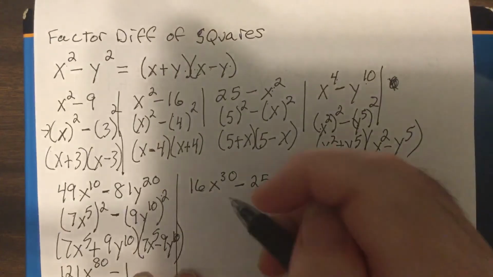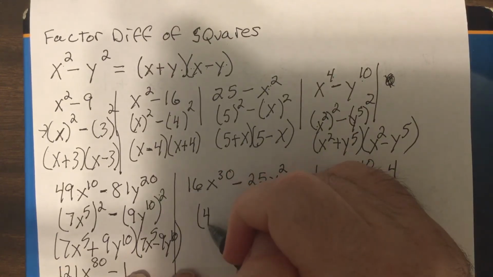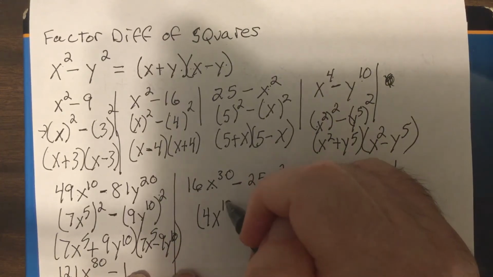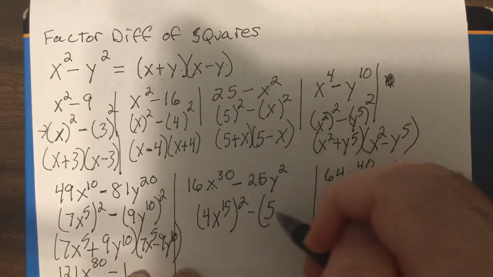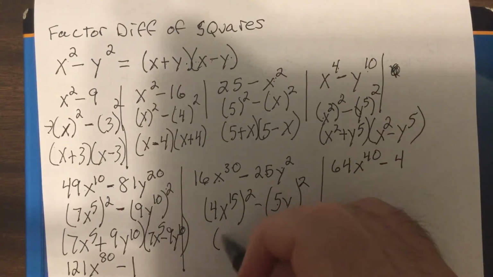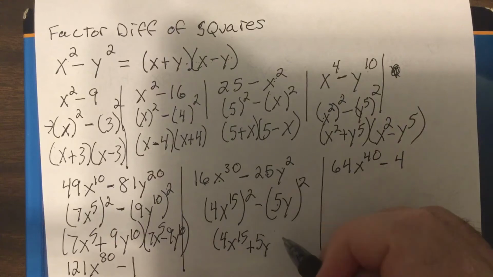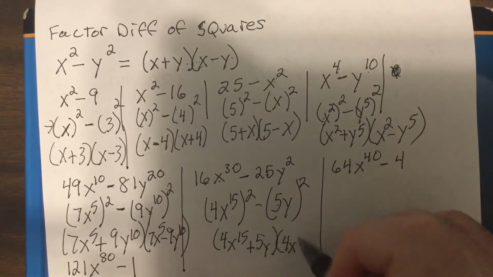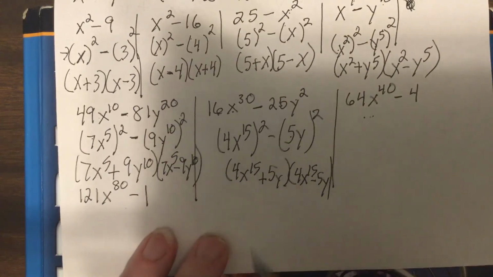Mercy. This one. Oh. What do you square to get 16? 4. What do you square to get x to the 30th? 15. Minus, what do you square to get 25? 5. This would be y. So it'd be 4x to the 15th plus or minus, doesn't matter, just as long as one of them has a plus and one of them has a minus. And 4x to the 15th minus 5y. Ooh, try these two on your own. This one and this one. And then turn me back on.